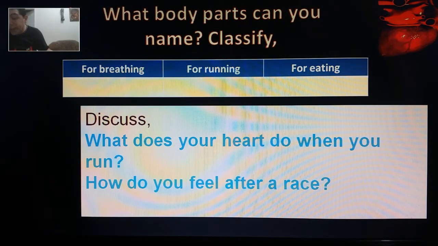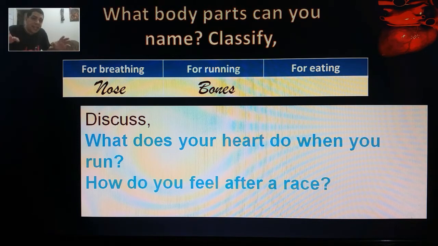So we have an example already. We have the nose for breathing. So for running, what helps for running? You might say my feet, my legs, my muscles. So I came up with the bones, okay? But any example related to running can work. So you don't have to write my example, you can write your own example, remember.